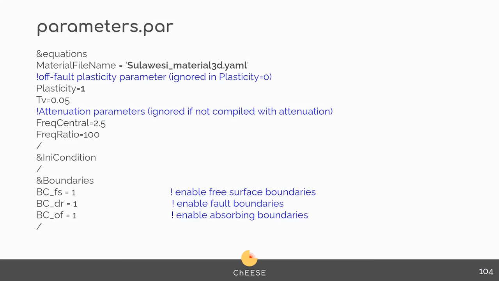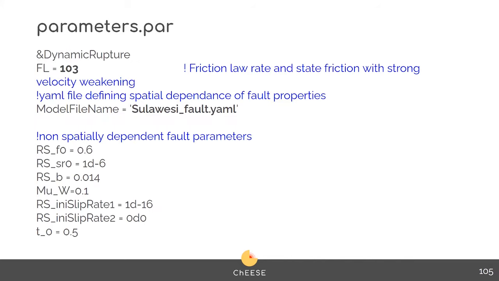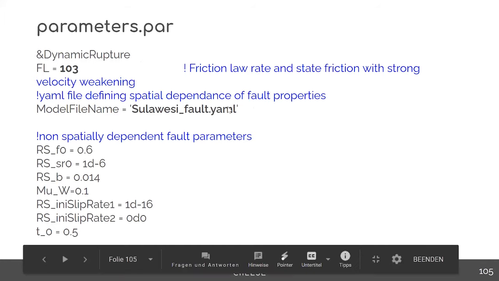So we will go through the parameter file again, but very fast due to the lack of time and also because not that much changed from the last parameter file. Of course, here we changed the name for the material file, so we have the Sulawesi material 3D YAML file. The plasticity is turned on, so we have off-fault plasticity. Then our friction law is 100, which means that we have a rate and state friction law. This means that we have a nonlinear relation between the fault stress and the slip. Then our model file name is the Sulawesi fault YAML.